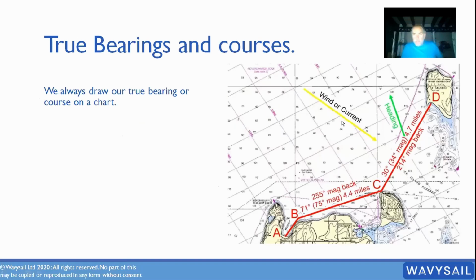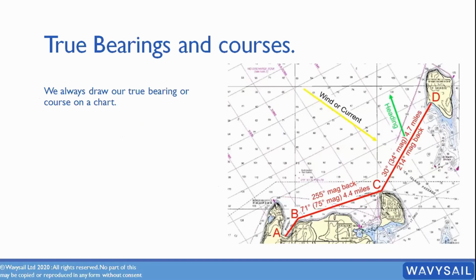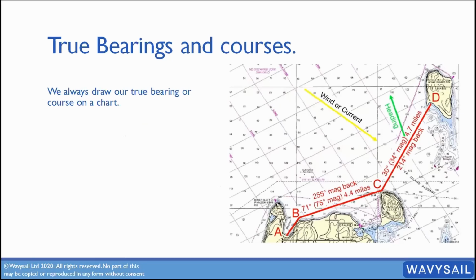So it doesn't matter what you record with a magnetic compass or GPS or anything else, whatever you draw on your chart must be true. Okay, so we always draw true bearings, true courses on the chart. So if our current happens to be coming in this direction, we will draw it as true. So in this case, we've got a current going like that. So it's pushing the boat this way, down to this corner.